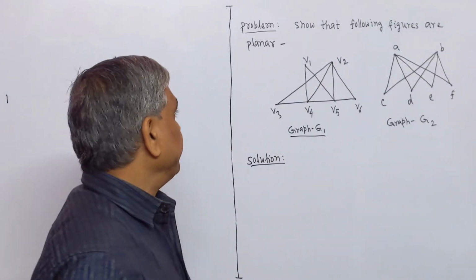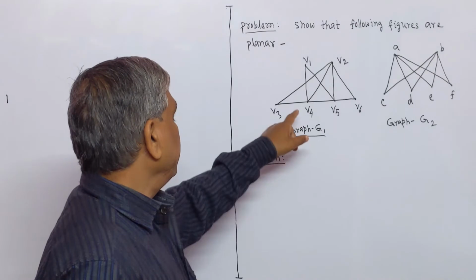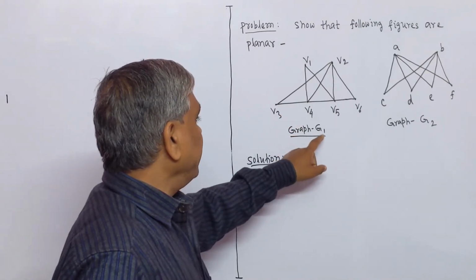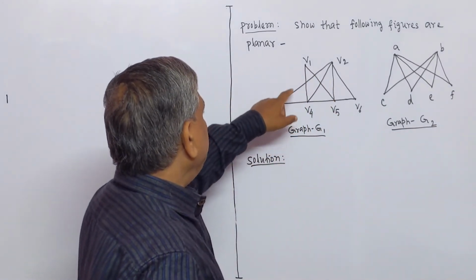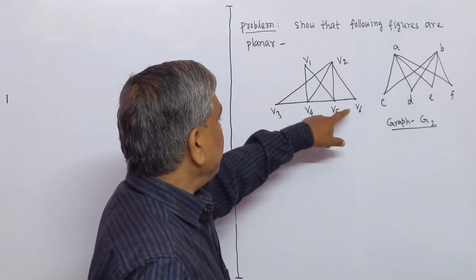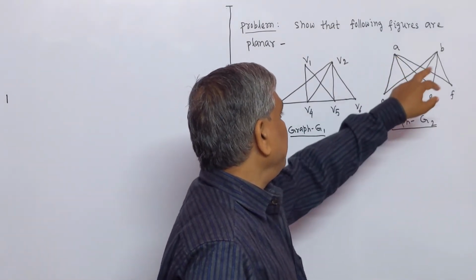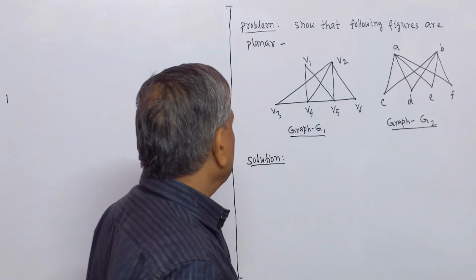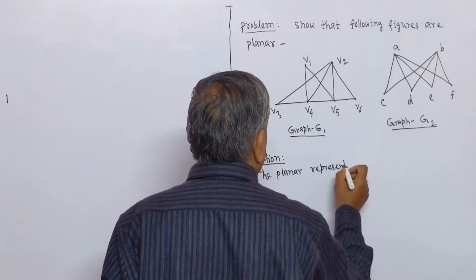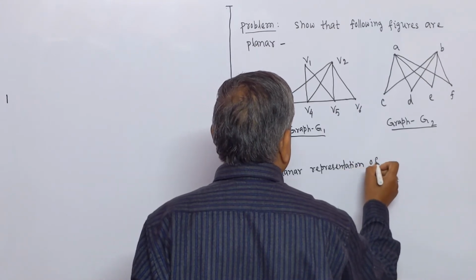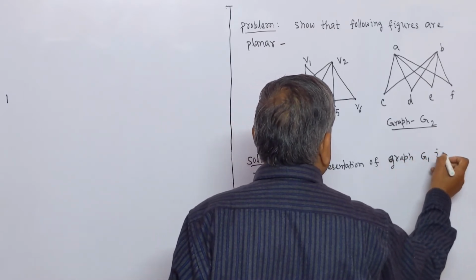Now we solve a problem. Problem is to show that the following figures are planar. Here, this is the figure of graph G1 and this is the figure of graph G2. Here we have vertices V1, V2, V3, V4, V5, V6. And in the second figure, vertices are A, B, C, D, E, F. The planar representation of graph G1 is as follows.